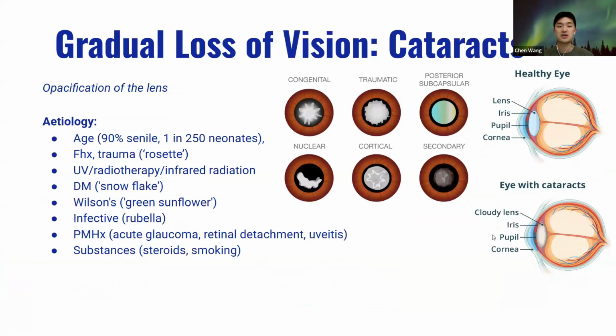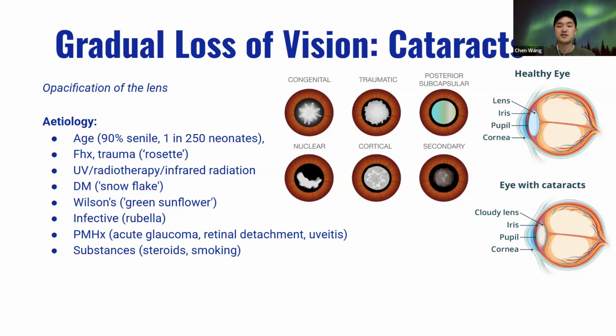The next one is cataracts. So cataracts is a very broad, heterogeneous cause of opacification of the lenses. 90% of cataracts are in older people. The rest are in neonates due to a range of different genetic and metabolic conditions.